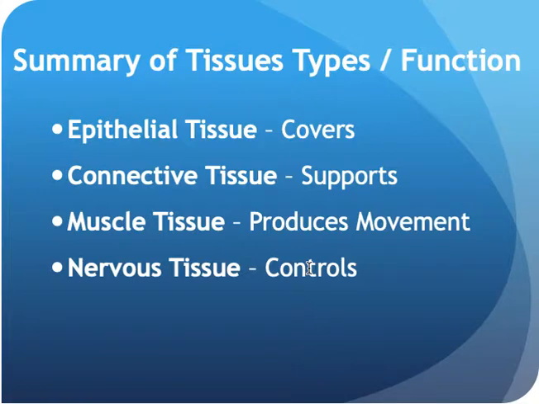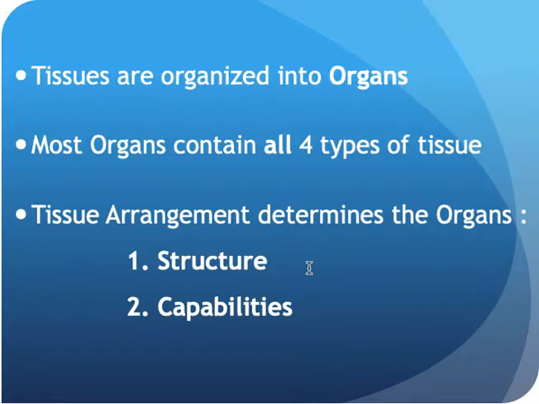And then we want to look at the different types and some more specific functions of those different types. So tissues are organized into organs. So again, we're looking at that level, right? Cells, tissues, organs. Most organs are going to contain all 4 types of tissue. And then the tissue arrangement is going to determine the organ's structure, and it's going to determine what their capabilities are. And again, our structure is always going to determine what our function is going to be. So again, we're going to come back to that. Our body is designed in a way where those structures are able to do certain functions to the best of their ability.